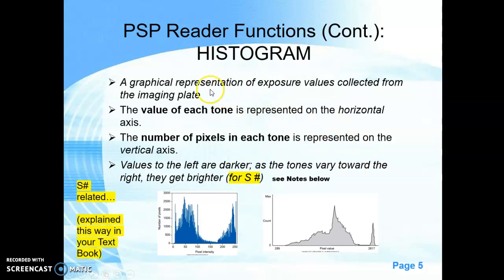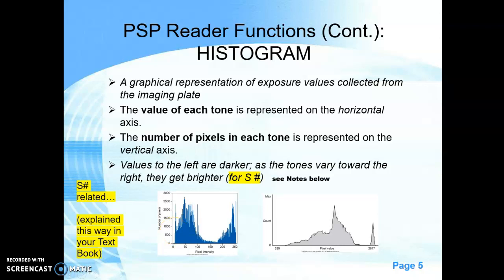So the definition of a histogram is a graphical representation of exposure values collected off of the imaging plate following an exposure. The value of each tone is on our horizontal or x-axis, where the number of pixels in each tone is represented on our y-axis or our vertical axis.